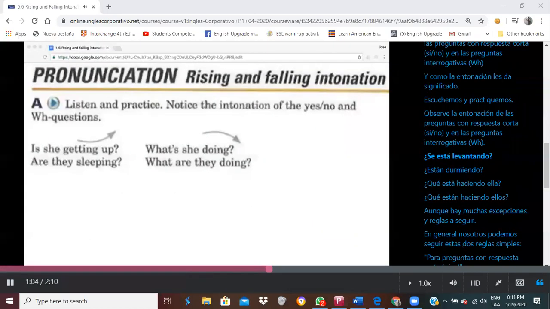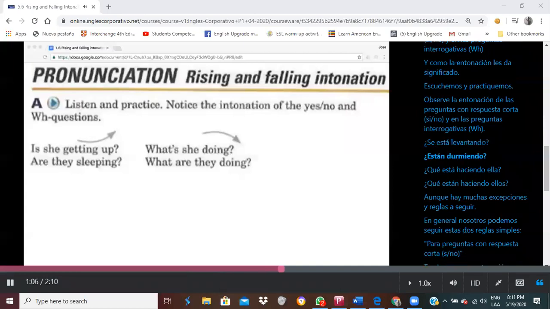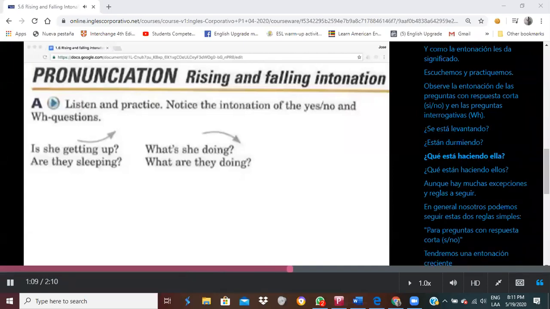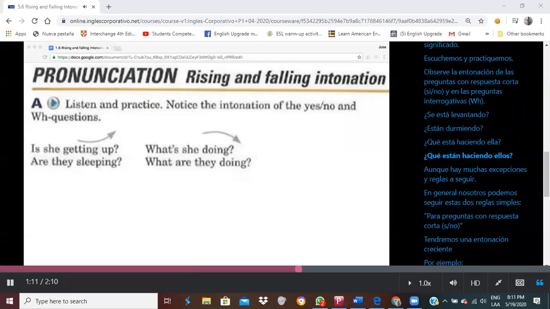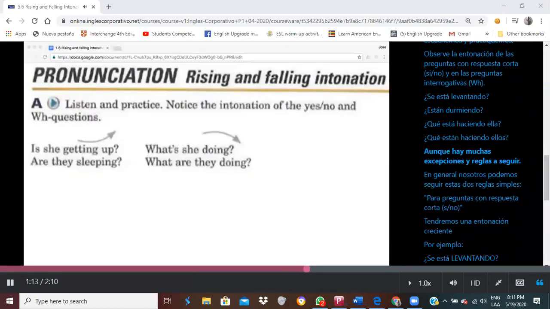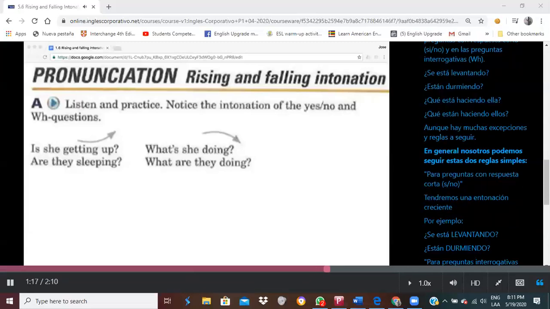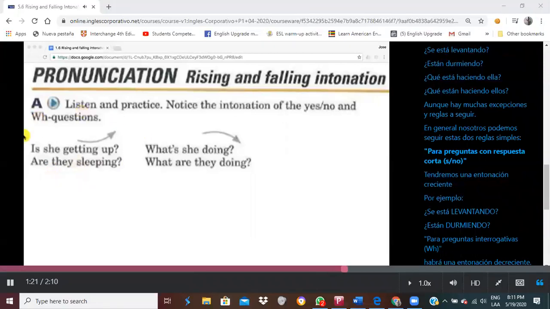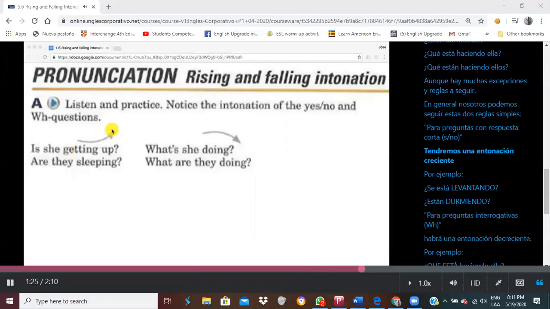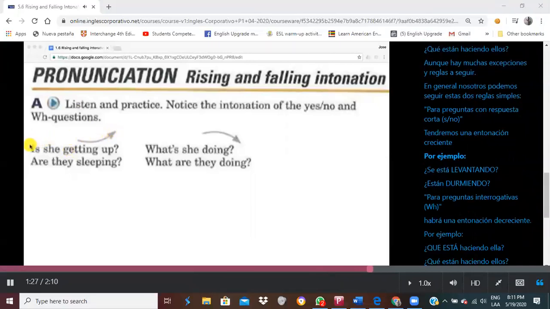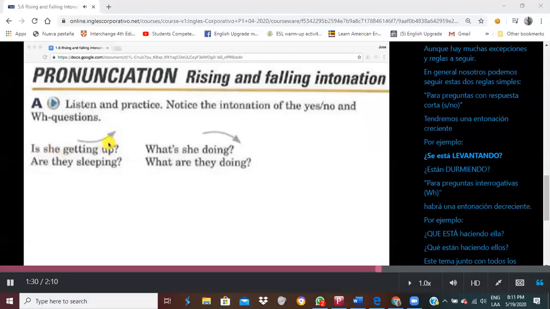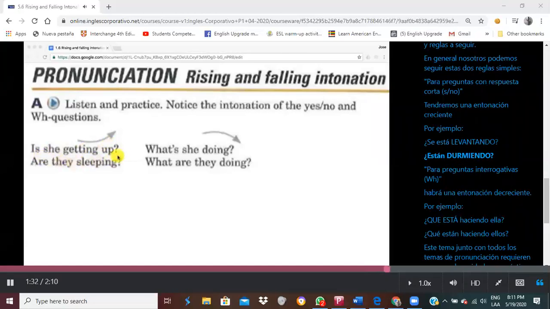Is she getting up? Are they sleeping? What's she doing? What are they doing? Well, there are many exceptions and rules to follow. In general, we can follow these two simple rules. For yes and no questions, there will be a rising intonation. For example, is she getting up? Are they sleeping?